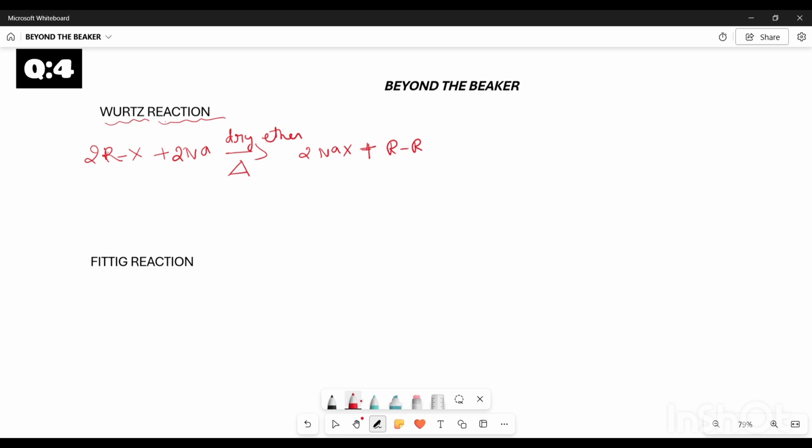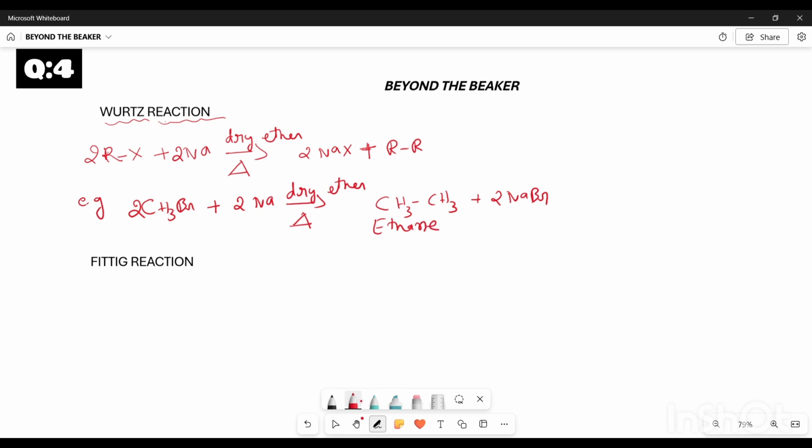Now I will write one example. See, look here. I take methyl bromide, CH3Br. When this methyl bromide is heated with metallic sodium in dry ether, I am getting ethane, plus 2NaBr. This reaction is called Wurtz reaction.